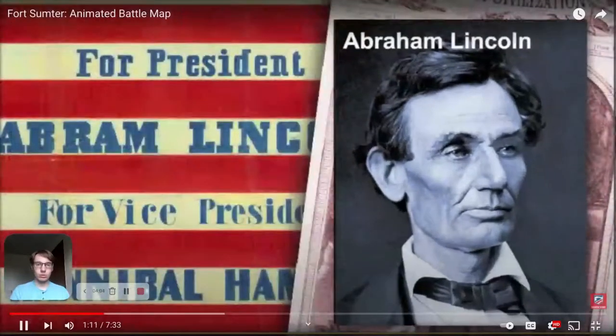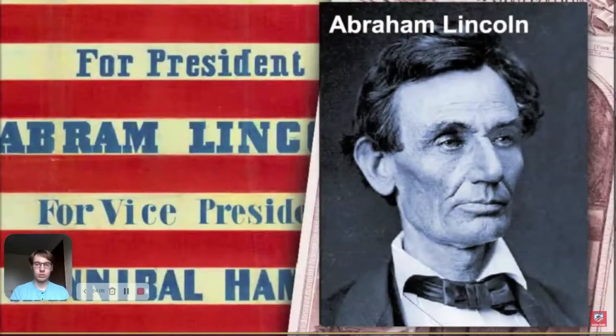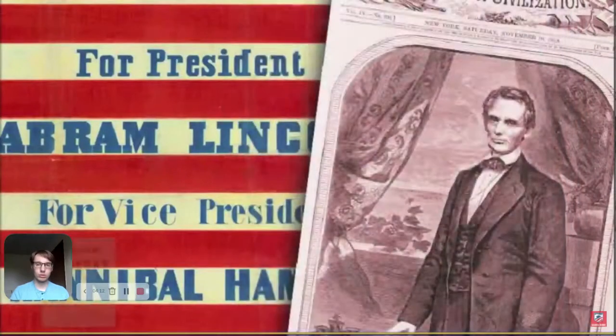Lincoln's views were seen by many Southerners as a direct threat to their way of life. Therefore, when Abraham Lincoln won the election of 1860, Southern states were outraged.